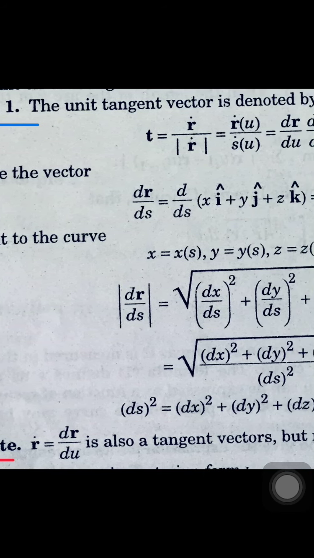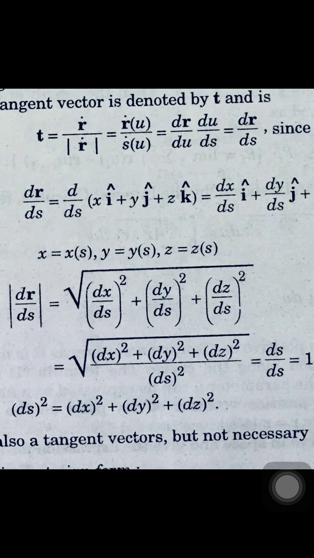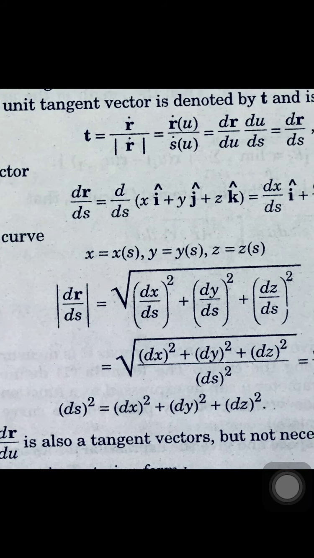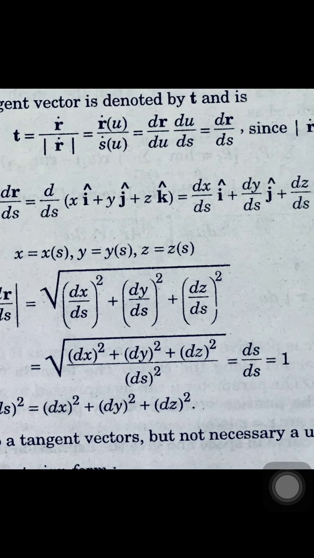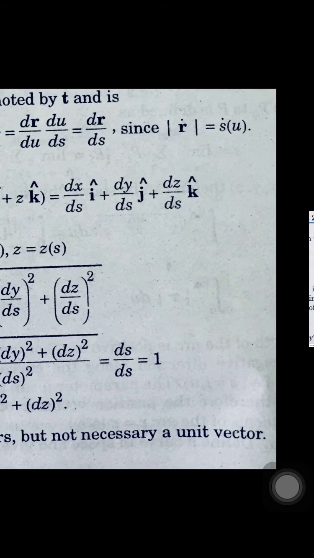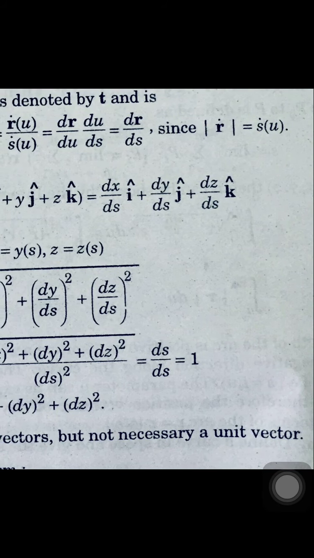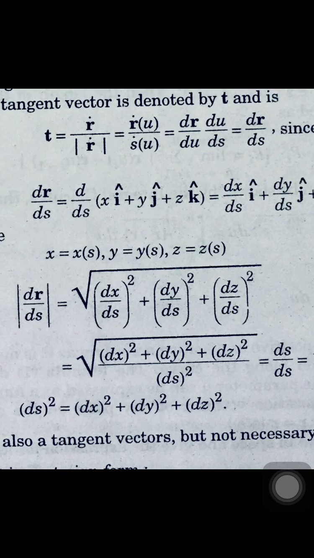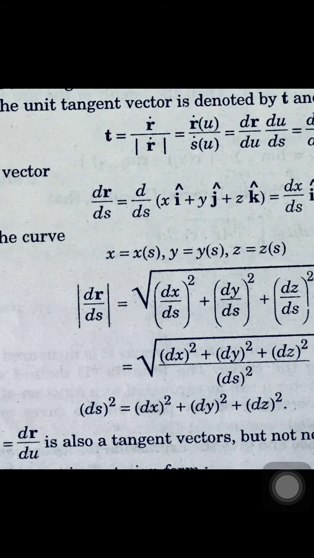Here again we note dr upon du is also a tangent vector. Here we are using, in the first line in the numerator, r dot u is nothing but dr by du, which is also a tangent vector, but not necessarily a unit vector. Okay, a tangent vector although, but not a unit tangent vector. Okay, so this is the form of the unit tangent vector. Whenever we need a unit tangent vector, we require r dot upon magnitude of r dot.